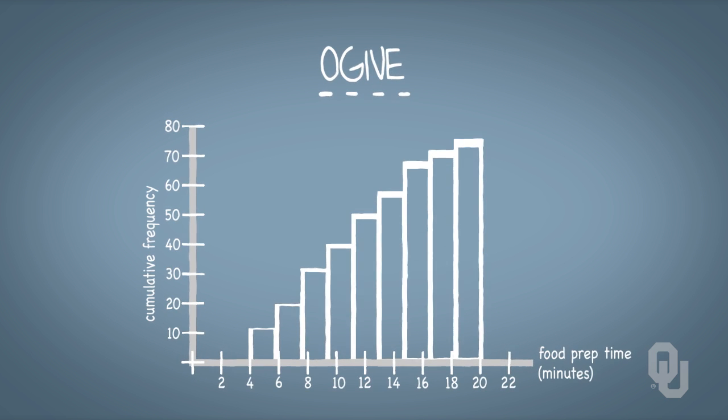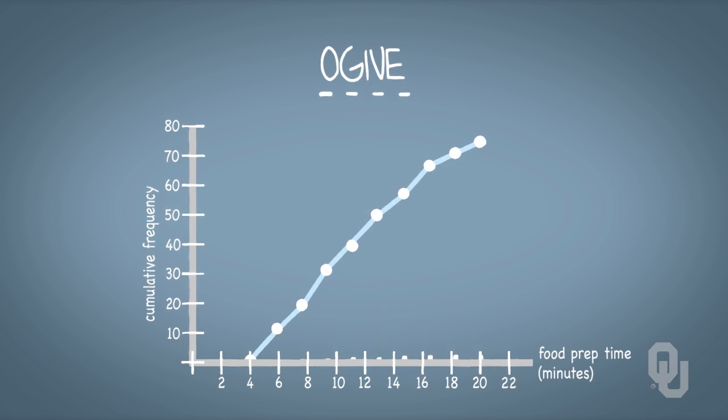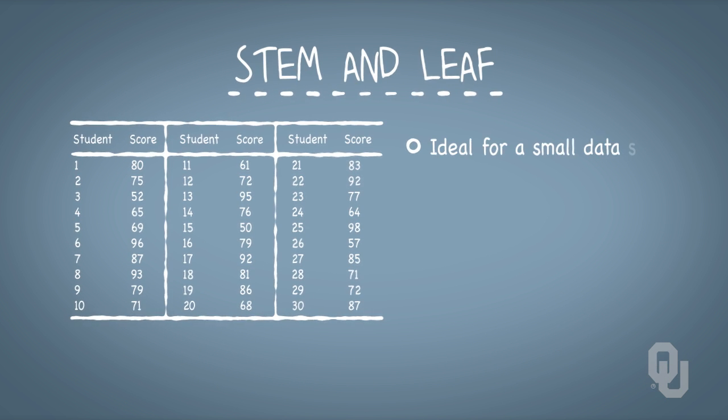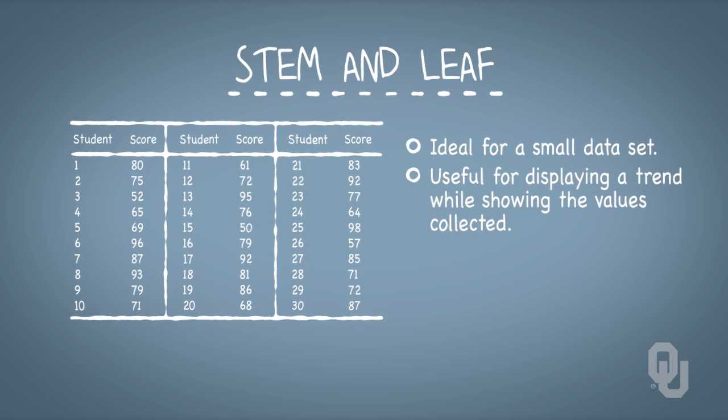Let's briefly chat about a few other graphical techniques for depicting quantitative data. An Ogive chart is similar to a cumulative frequency histogram, representing the upper bounds on the class widths with dots connected with lines. It's a little less cluttered than a histogram, so the presentation of the cumulative trend is cleaner. For a small sample data set, and particularly for a set of integers, a stem and leaf diagram is useful for displaying a trend while also showing the actual values collected.